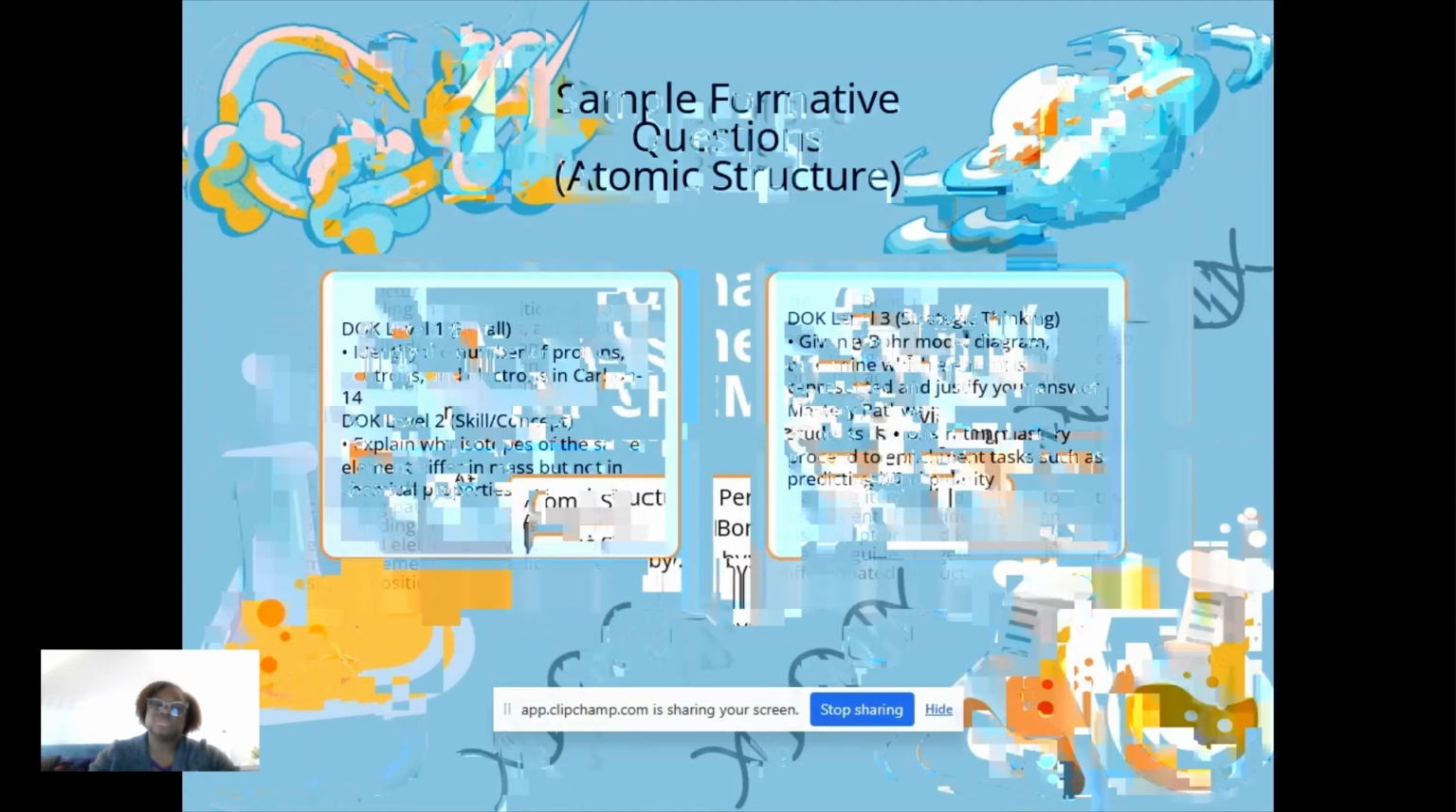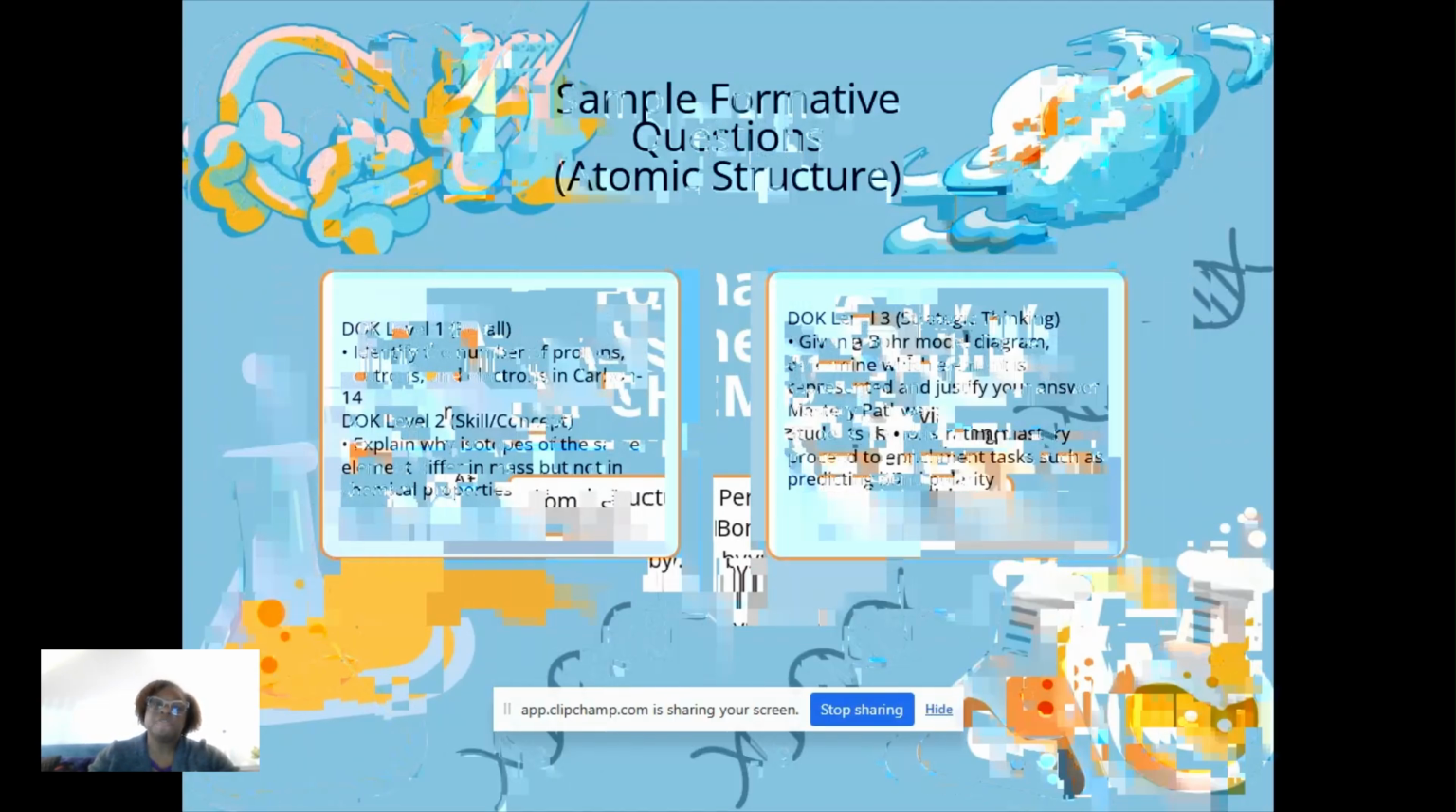So, sample formative questions for atomic structure. We're going to use a recall, a skill concept, and a strategic thinking question. We'll provide one question on each level. For atomic structure, an example for recall would be: identify the number of protons, neutrons, and electrons in carbon-14.